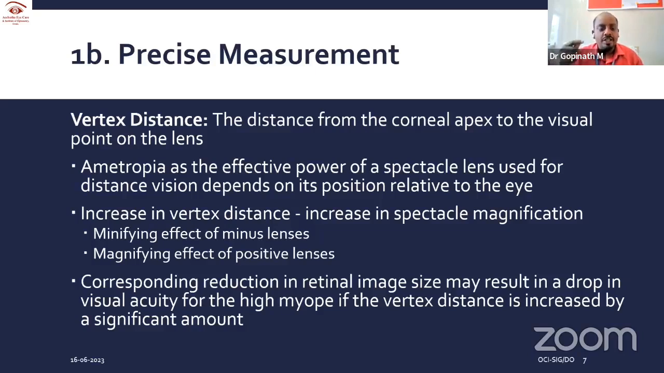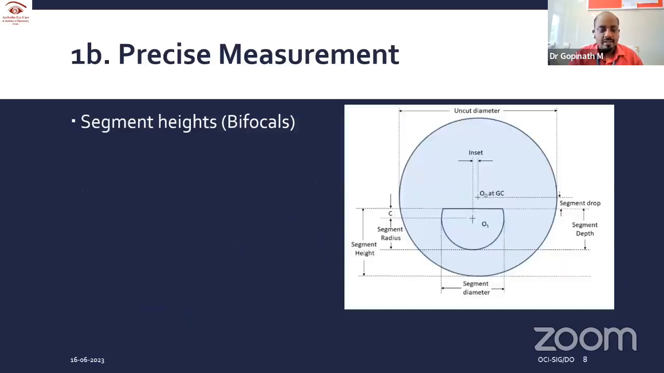So it's very important you measure the vertex distance even in the case of high myopia when you place the lenses. Otherwise, it is going to change the overall performance of the spectacle. Though your prescription is correct, your PD is correct, and your optic centrations are right, any change in the vertex distance is going to really affect the patient's overall performance.